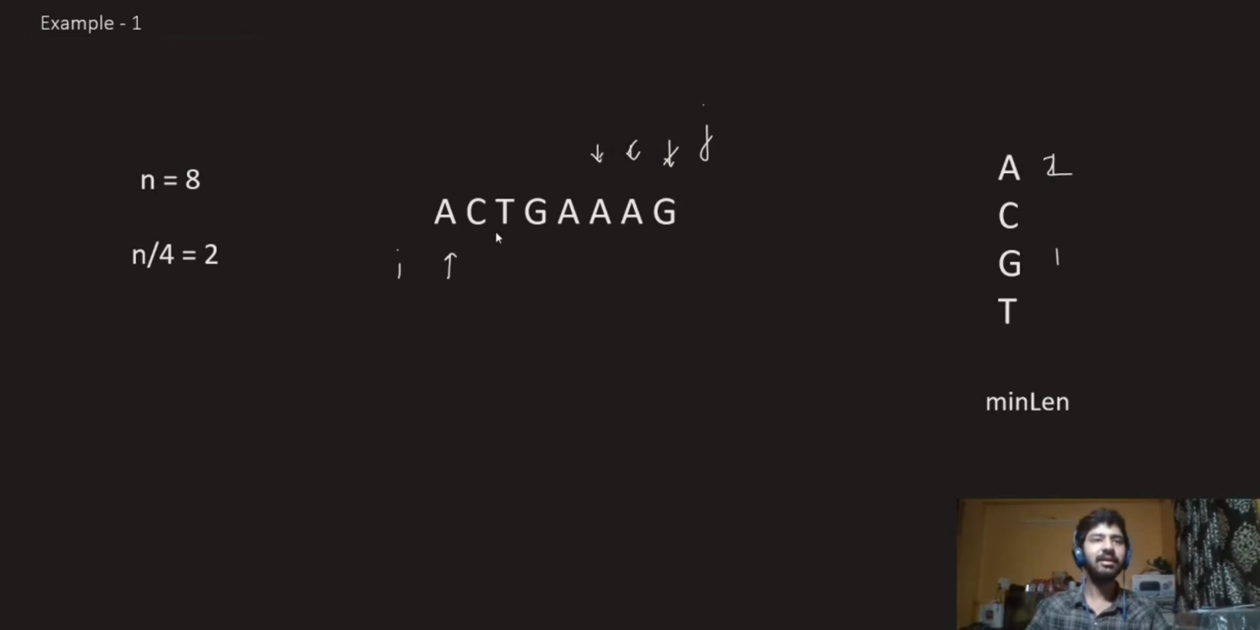In this case, again, n is 8 and n by 4 is 2, so you can't exceed 2. Now we stop here and note down the length, because it's true that if you replace this entire substring over here, the string can become steady. So that's one of the cases, and the length here is 5.